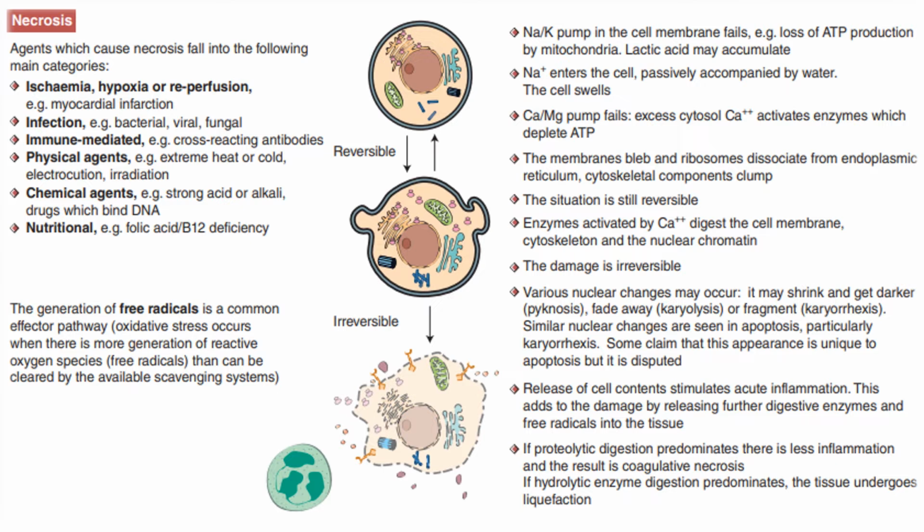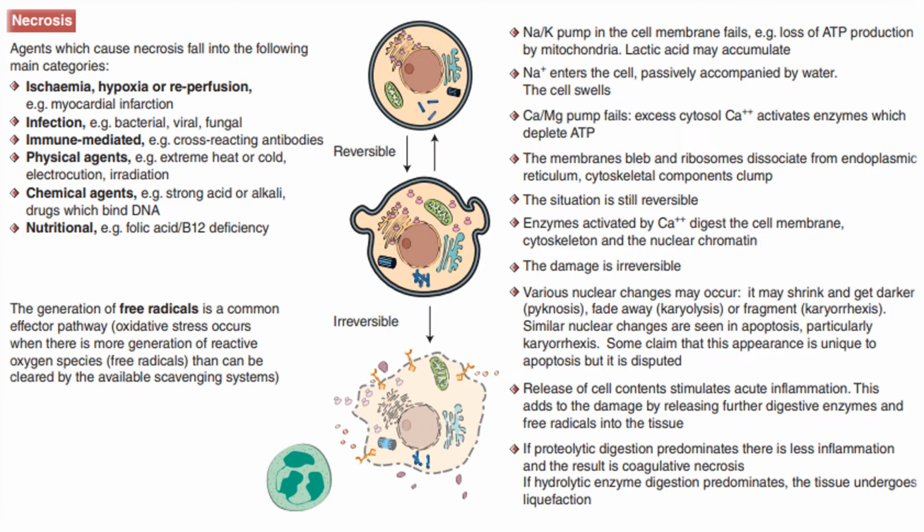So let's look at what happens in the process of necrosis. Starting with the sodium potassium pump in the cell membrane, it will fail, for example due to loss of ATP production by mitochondria. Lactic acid may accumulate. Sodium ions enter the cell passively, accompanied by water. Then the cell will swell.